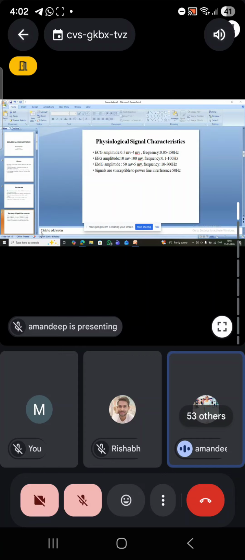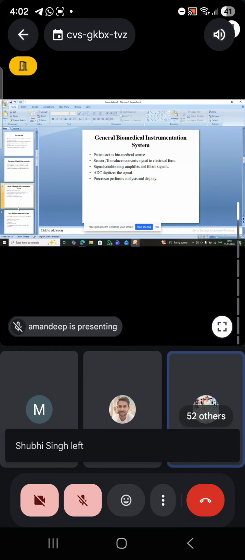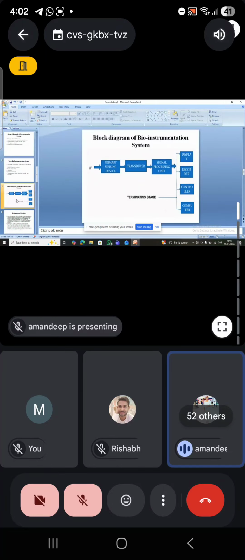Now, block diagram. Now, general biomedical instrumentation systems. In these systems, the patient acts as the biomedical source. In this, we use sensors and transducers. These transducers convert the signal to electrical form, and signal conditioning amplifiers and filters process the signals. The ADC digitizes the signals and the processor performs analysis and display. This is the block diagram of a bioinstrumentation system.